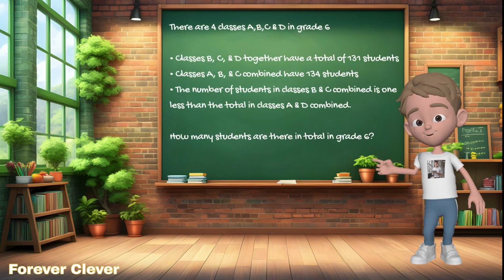In a school with 4 classes in grade 6, A, B, C, and D. Here's what we know about the students. Classes B, C, and D together have a total of 131 students. Classes A, B, and C combined have 134 students. The number of students in classes B and C combined is one less than the total in classes A and D combined. Now, the big question is, how many students are there in total in grade 6?